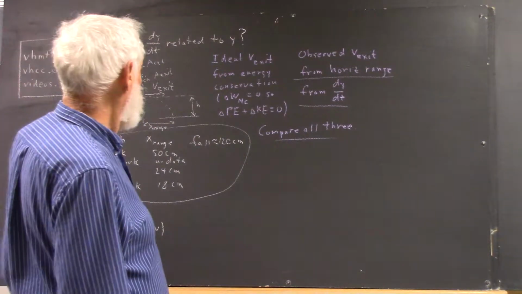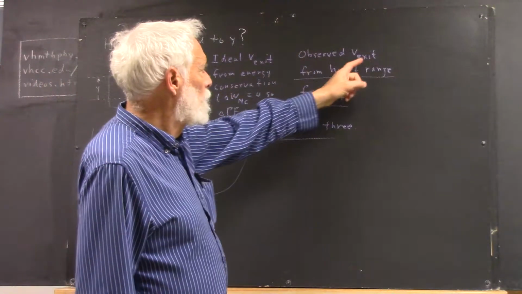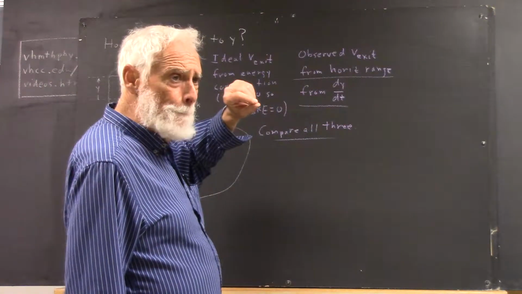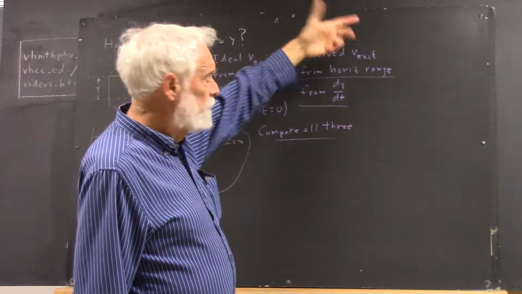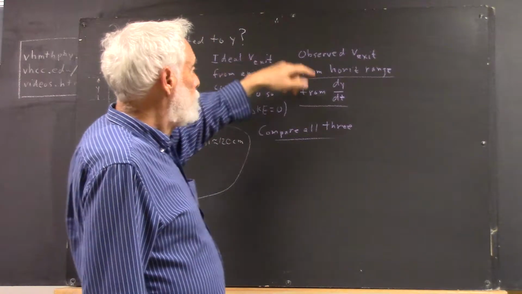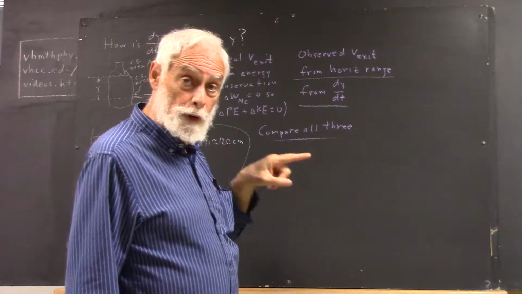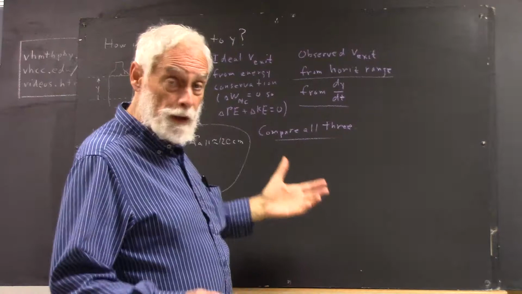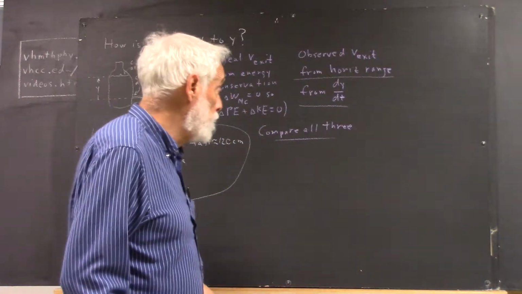But we have two other ways of approaching this. First of all, we could observe our V_exit. Well, we actually can't directly observe this velocity in any simple way, but from the horizontal range of the water stream, we can figure out what the velocity of exit is. That's just a simple projectile problem. Everybody understands that, I believe.